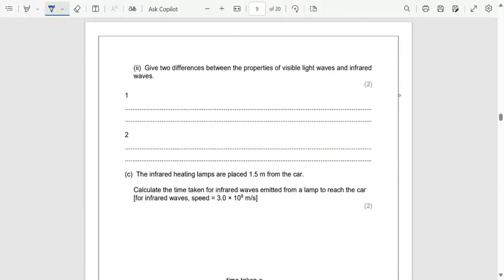Now, two differences between the properties of visible light and infrared waves. It doesn't say the uses, right? So if you start talking about the uses of infrared and the uses of visible light, you're not going to score the marks here because you're not answering the question. So infrared has got a longer wavelength than visible light. And because it's got a longer wavelength, it's going to have a lower frequency than visible light as well.